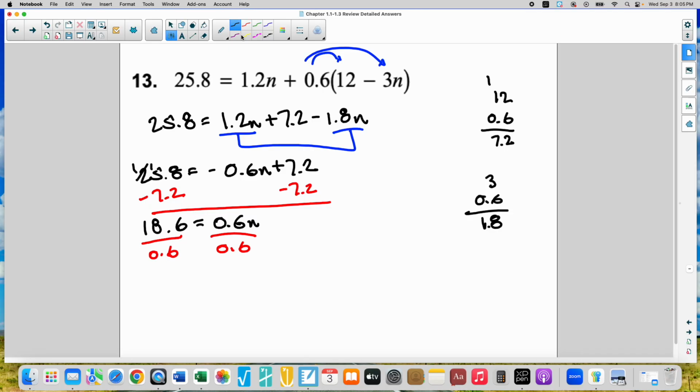0.6 off to the side, 18.6 over 0.6. Move it one place, we'll move it one place. That equals 186 over 6. So 6 goes into both of those. 6 goes into 186 31 times. 6 goes into 6 once. So that equals 31. So any negatives?